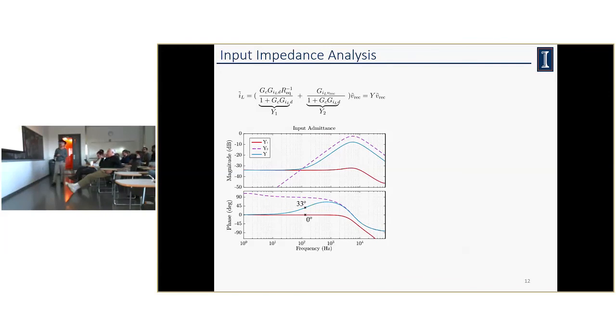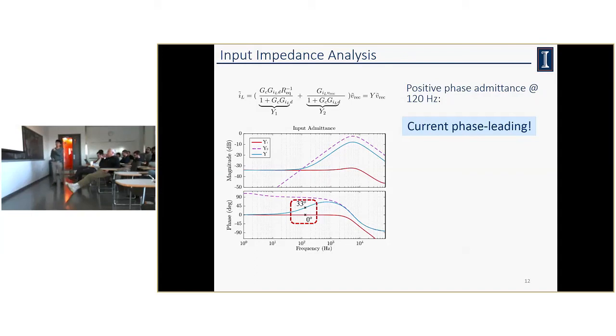So we can plot the input impedance. Y1, Y2, and Y are plotted, and we can see that at 120 hertz the input admittance phase is positive, which means that the current is leading the voltage.